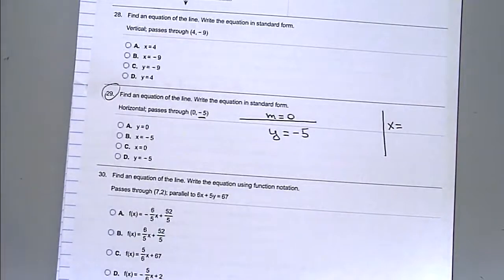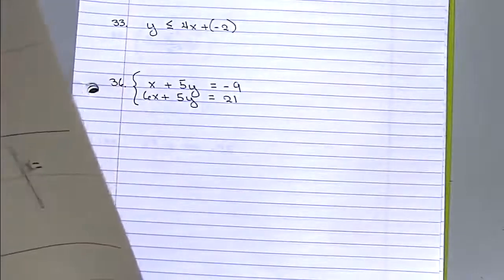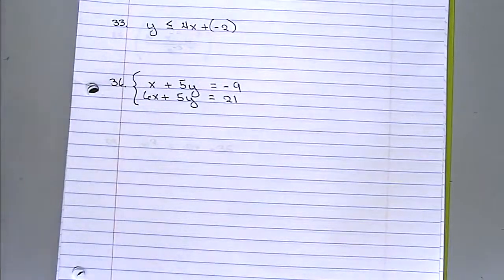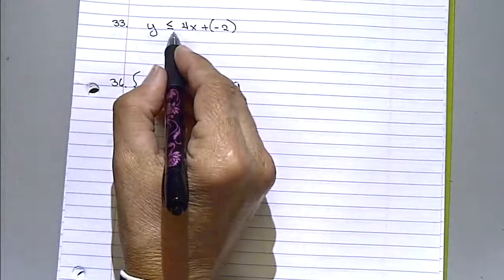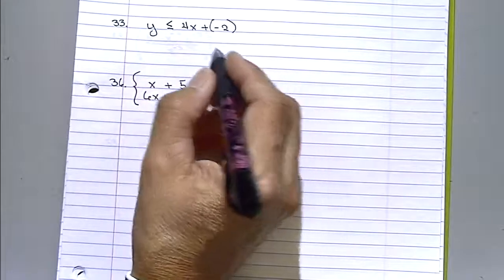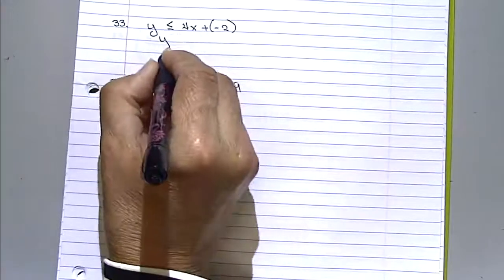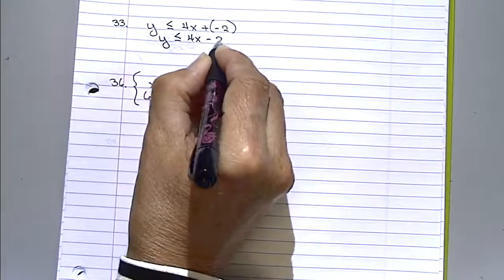We just did this, so I feel sort of silly doing this with you again, but let's look at one so you can see what it'll be like on the test. Okay, we're going to do number 33. And the linear inequality for this one says y is less than or equal to 4x plus a -2. Well, that's really y is less than or equal to 4x minus 2.